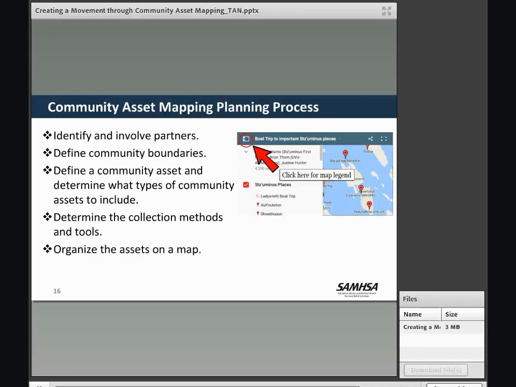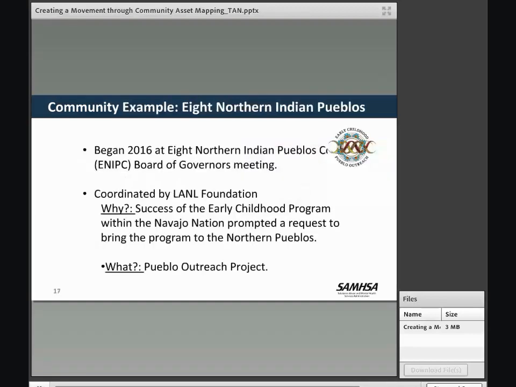And then defining what is an asset in the community. That's also led by the community to determine what assets to include. And then determining the collection methods and tools, which we'll talk about a little bit in just a few minutes. We'll talk more about some of those methods and tools that can be used. And then however you want to organize your assets on a map, or however you want to share those results so that you can record them somehow.